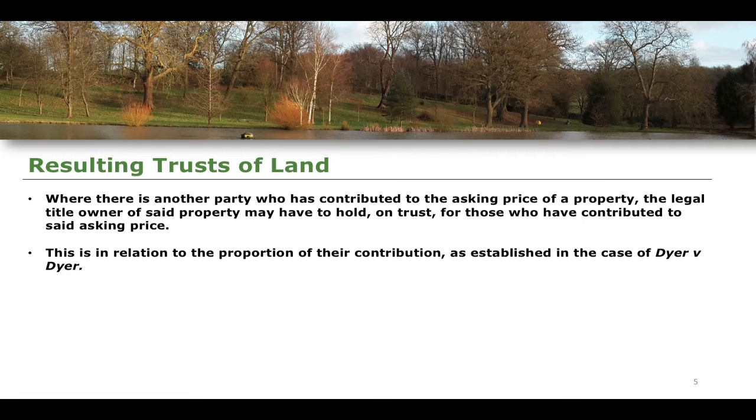In some cases, it could just be 50-50. And so it is held that in order to represent the interests of the other person who may not be strictly holding that property on a legal basis, but who has still contributed quite significantly to the asking price, they should have some kind of rights in equity to have an interest in that property, which is what a resulting trust of land presents. Now, as soon as it has been shown that a resulting trust of land exists, it will be calculated on the basis of the proportions of their contribution.